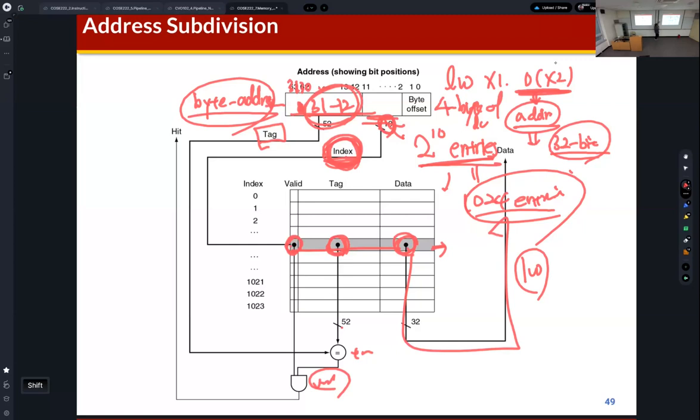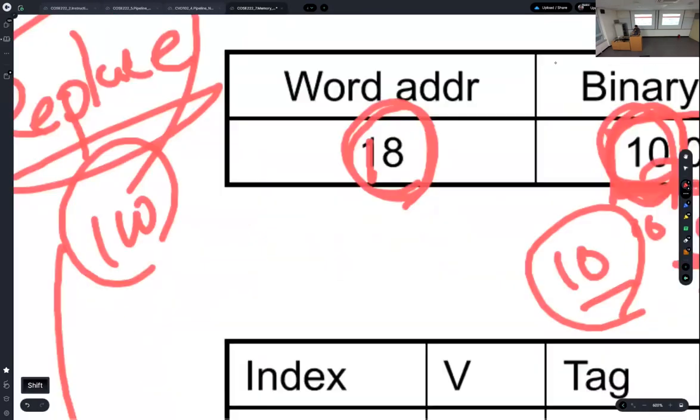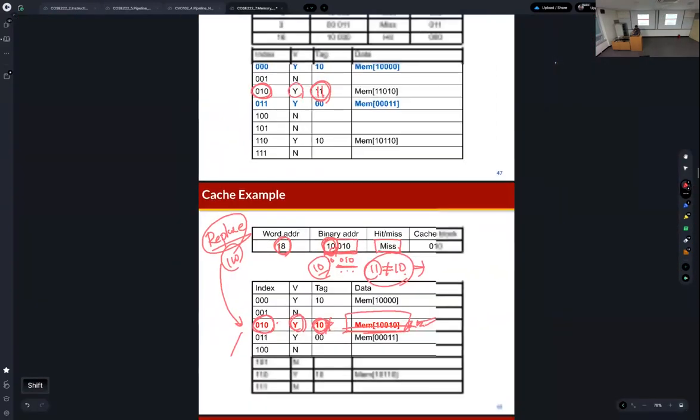So this is the structure of the cache, and this figure shows how the address of data is used for the tag and index of the cache. Okay. So actually it's the same as this example. Okay.